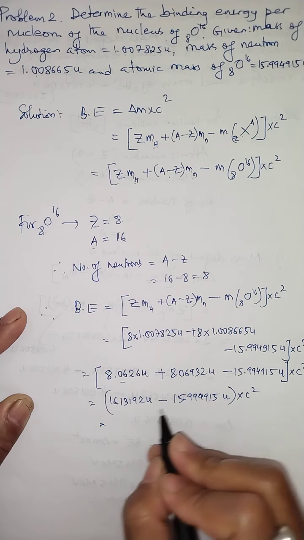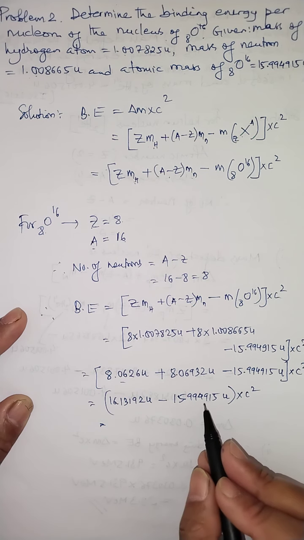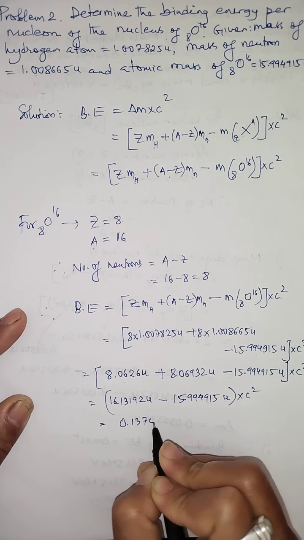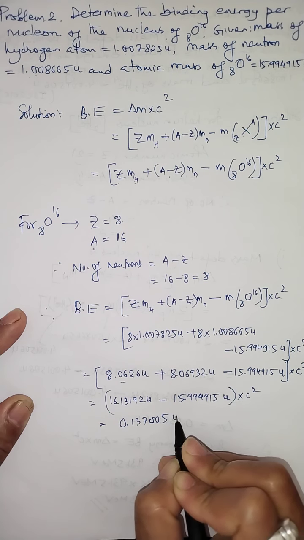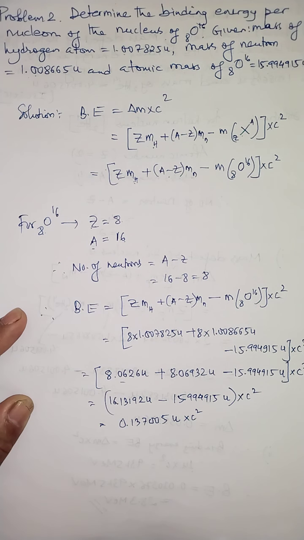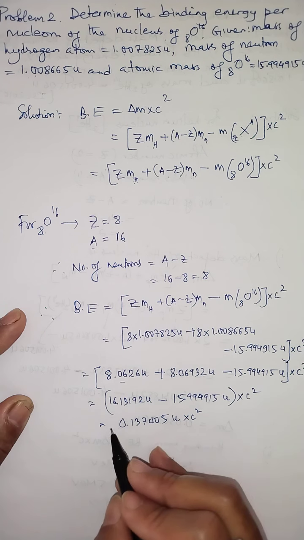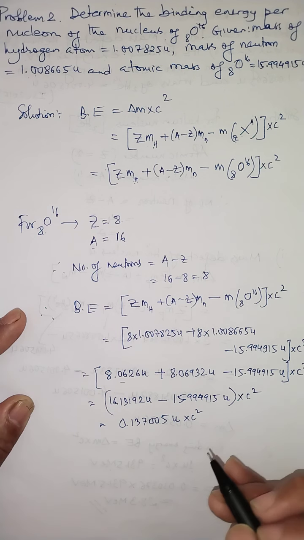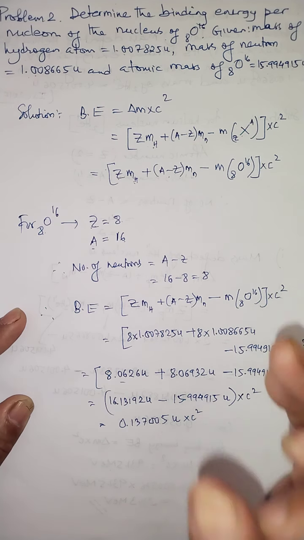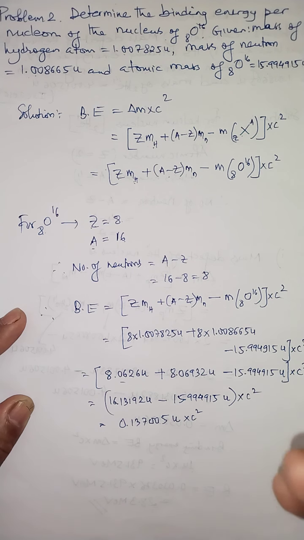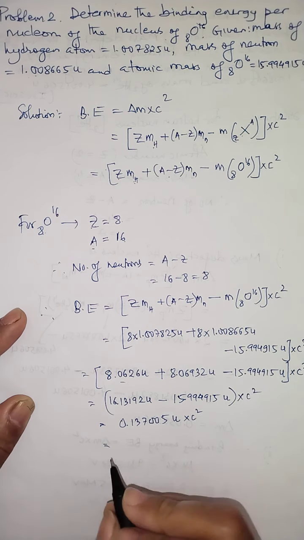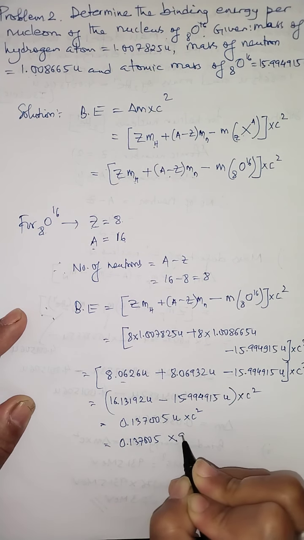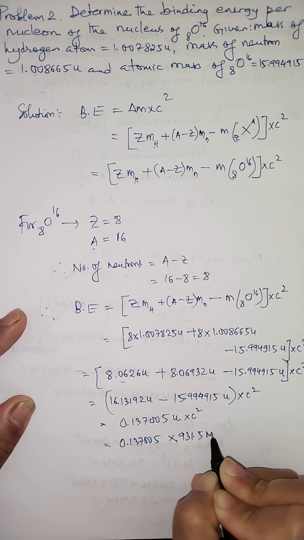Now let's take the difference of these two quantities. If you subtract these two quantities, you get approximately 0.137005 U into C square. Okay, now this is the mass defect multiplied by C square. But you know, when we calculate binding energy directly in mega electron volt, we multiply by the amount corresponding to a mass defect of one unified atomic mass unit. So the quantity is 0.137005, and I need to multiply with 931.5 mega electron volt.